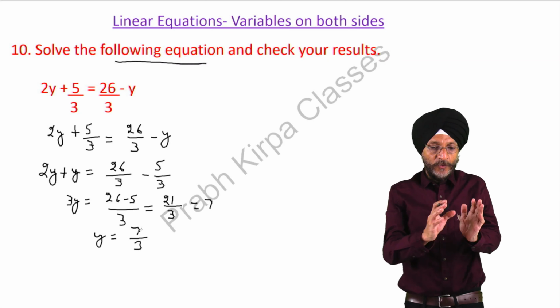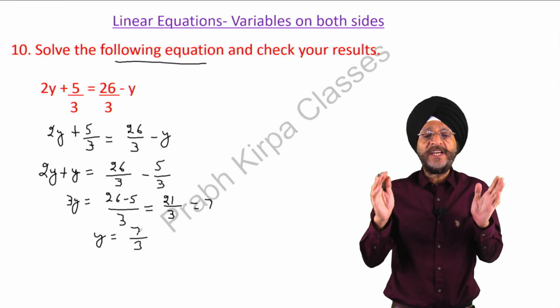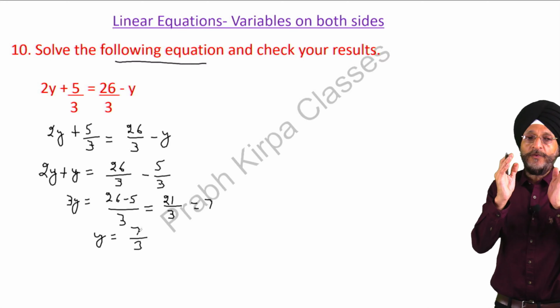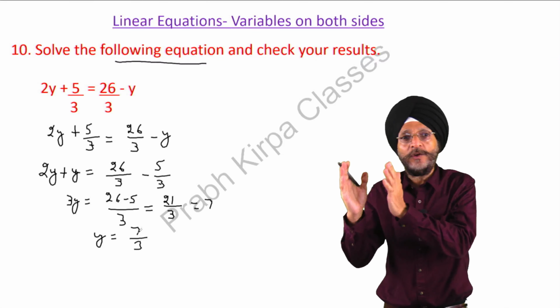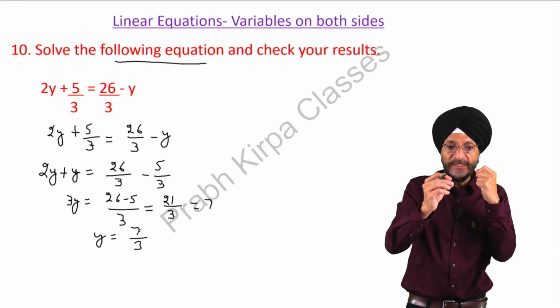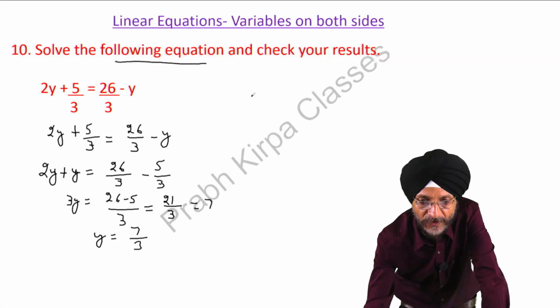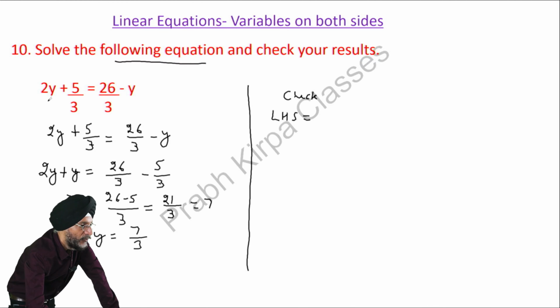So now we have arrived at the value of y. Now we are to check what is the value of the left hand side and what is the value of the right hand side, because we will fill in the value of y in both the expressions. So check the left hand side. What is the left hand side? 2y plus 5/3.